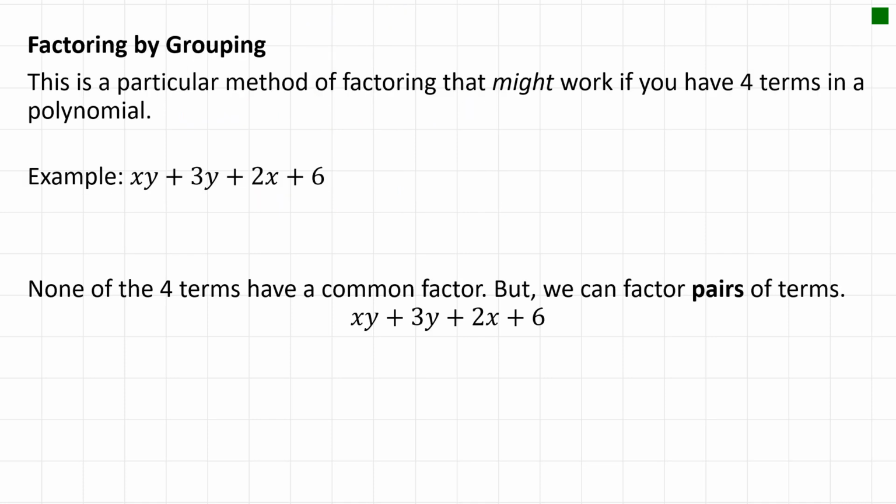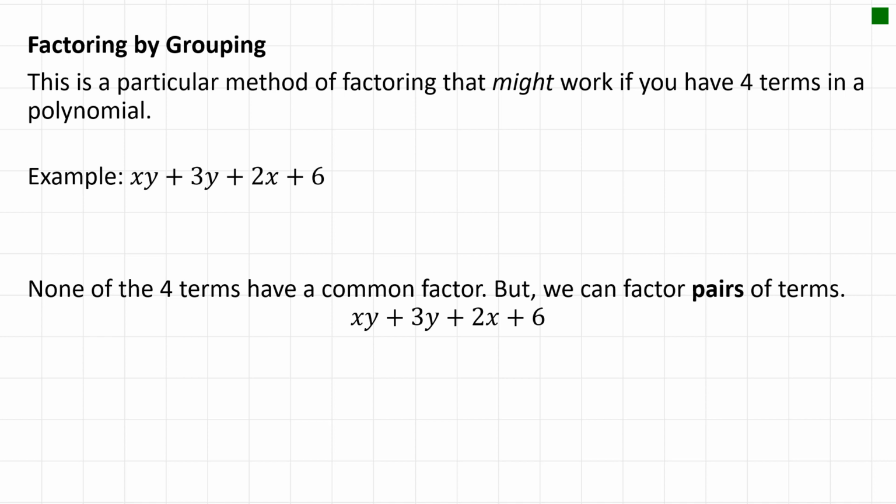So this skill that we just covered there is an important part of a type of factoring called factoring by grouping. And this is a method of factoring that might work if we have 4 terms of a polynomial. So if we look at the example here, xy plus 3y plus 2x plus 6, do these 4 terms have anything in common? Can we factor off a common factor?